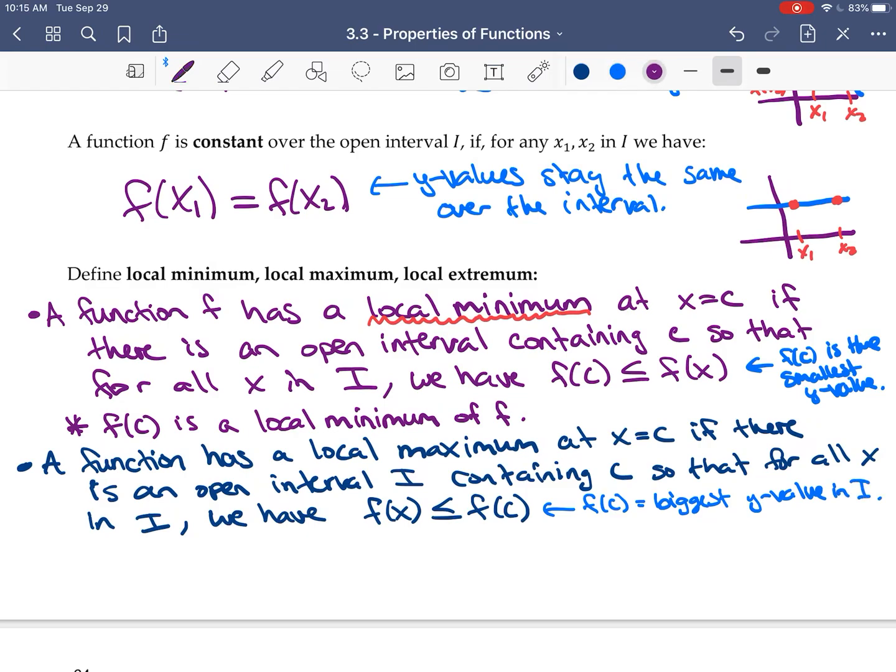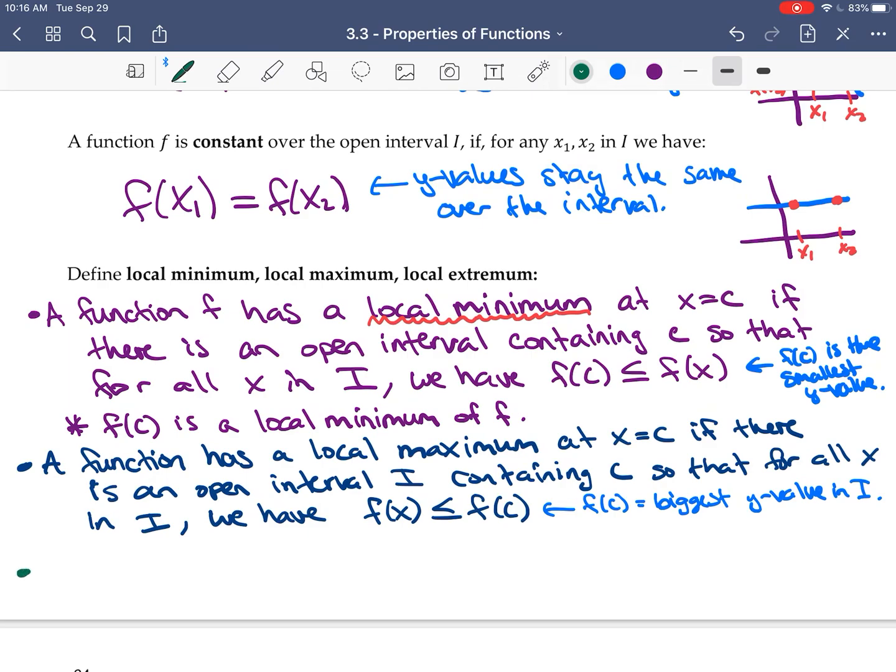Okay, so if f of c is the biggest, then we have a local maximum. And again, the local maximum is f of c. Okay, so not the x value, but the y value.